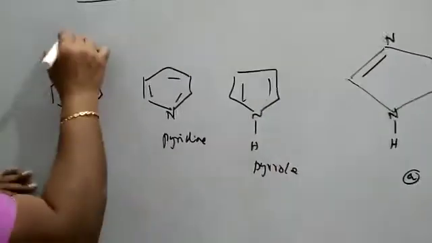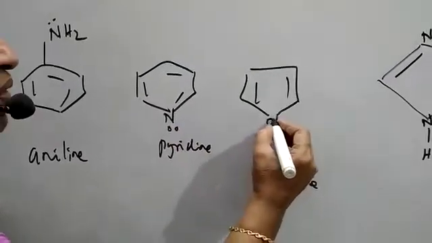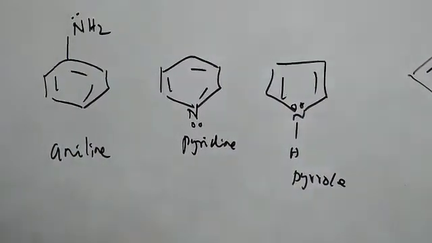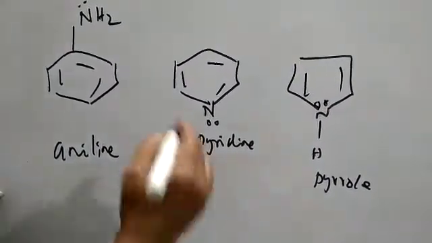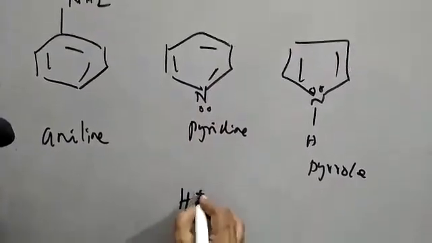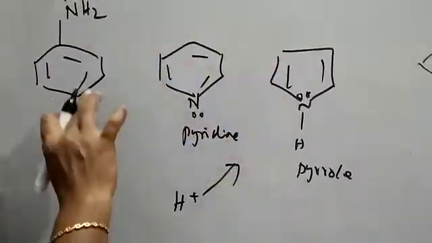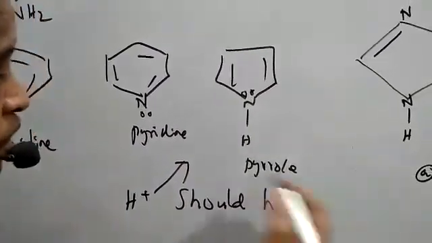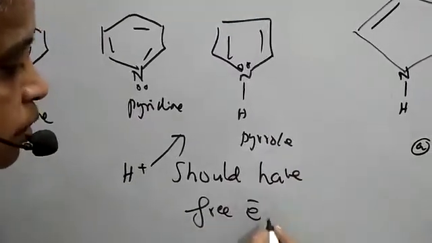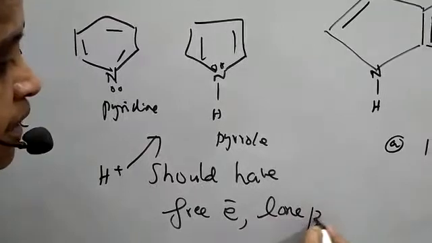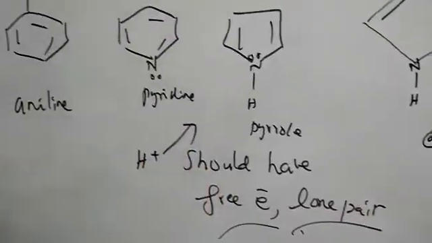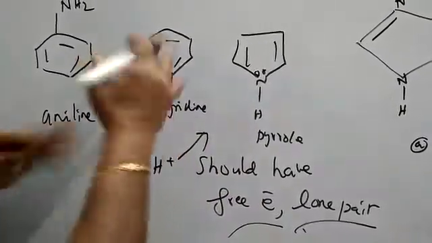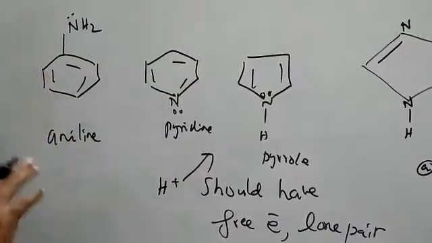So the first knowledge is that the nitrogen atom has a lone pair. All the nitrogens in the question have lone pairs, there is no doubt. Now H plus is going to approach, which means that the particular compound should have a free electron, or I can say an available lone pair. So the lone pair should be available for H plus, meaning protonation. Let us see what happens to the lone pair.